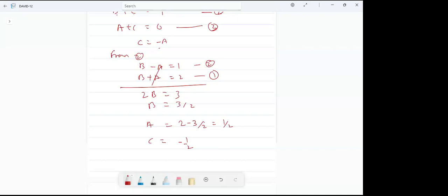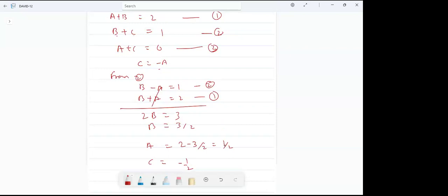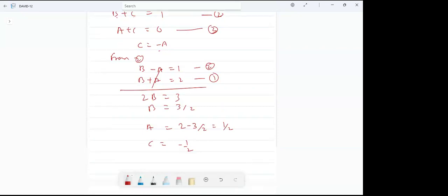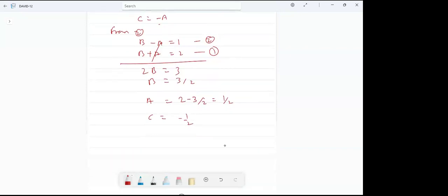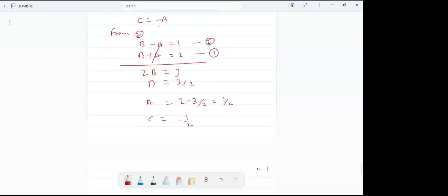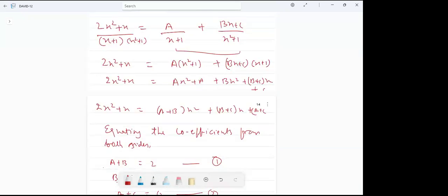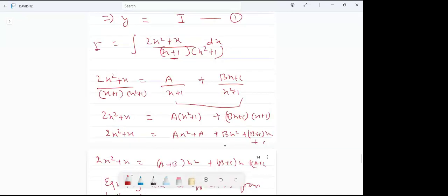We put the value of c in equation 2 to get b minus a equals 1, and in equation 1 we have a plus b equals 2. We added them to get the value of b, then put b in equation 1 to get a, and c is negative a. So finally we need to put these values of a, b, c in place of the whole integral.